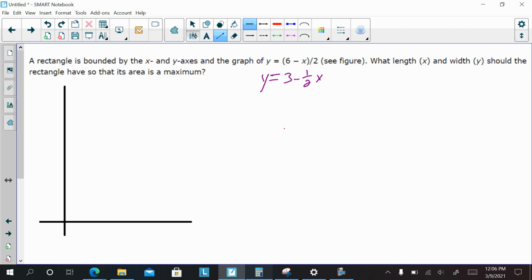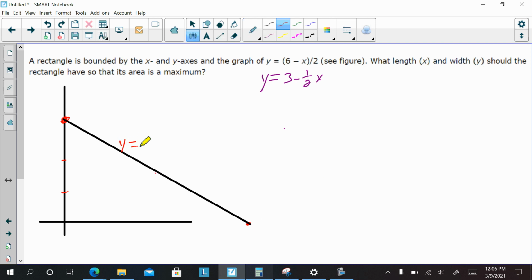Draw this. We have a y-intercept of 3, up 1, 2, 3, and a slope of negative 1/2. So go down 1 over 2, down 1 over 2. So we just have a line like this, where the equation of this line is y equals, we can call it either way, 3 minus 1/2 x, or 6 minus x over 2, or we could even call it 1/2 times 6 minus x. It doesn't matter. So our rectangle is bounded by the x-axis, the y-axis, and then that line. So our rectangle looks like this.